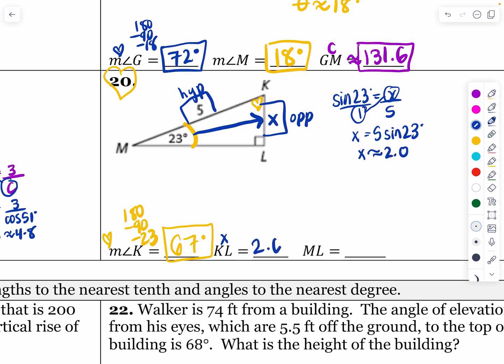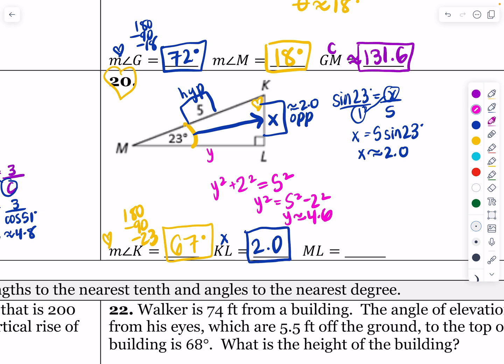So does that make sense as an answer? It does, because it's less than the hypotenuse of 5. So again, at this point, you have 2 directions you could go. I'm going to put a Y right here. This is about 2.0. At this point, you could go Pythagorean theorem, which would be 2 squared plus y squared is equal to my hypotenuse squared, which is 5 squared. Okay, so y squared is going to be equal to 5 squared minus 2 squared. And so when you do that in your calculator, 5 squared minus 2 squared is 21. Square root of 21 is about 4.6. So that's how you would do it with the Pythagorean theorem.